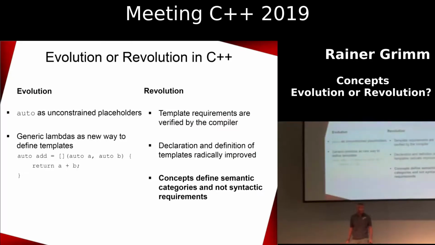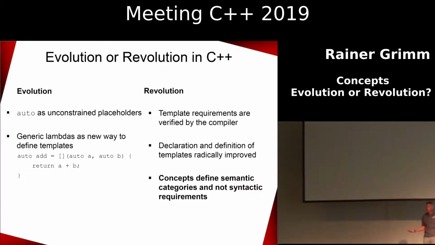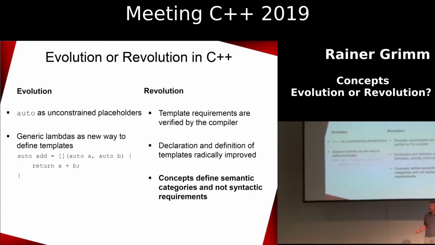But what speaks for the revolution? Template requirements are for the first time verified by the compiler. This is new. The declaration and definition of templates will radically improve. Why? You see, just use a function, use a concept, or use an auto, and it becomes a function template, with or without constraints. This is also new. Now we can define a function template without angle brackets. And this is my main argument.